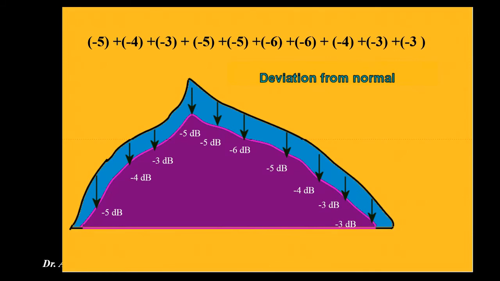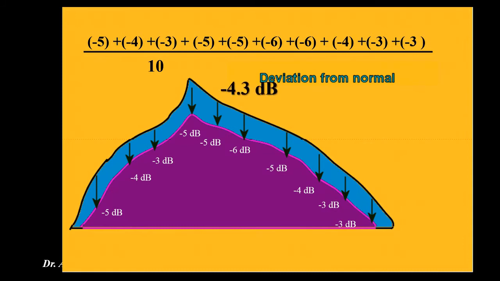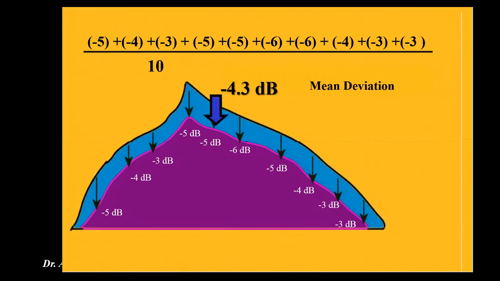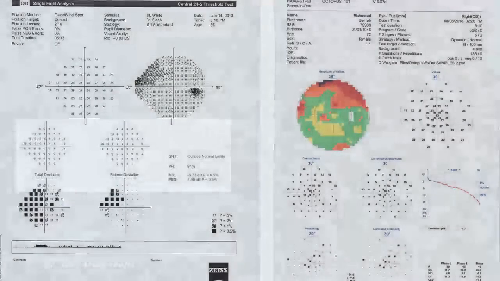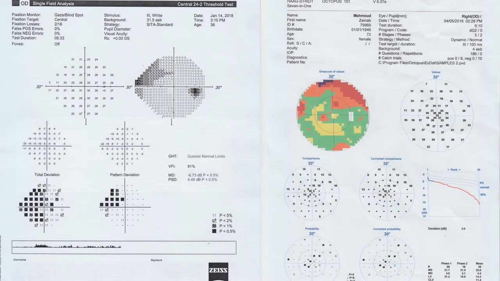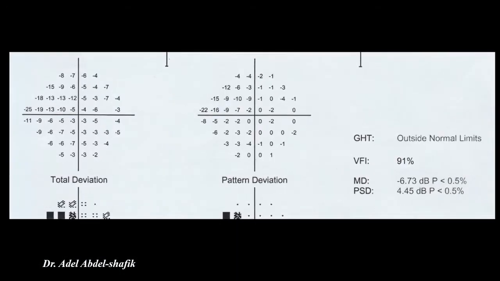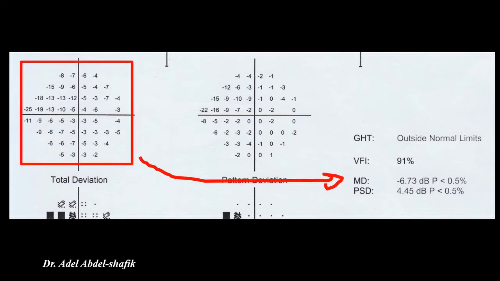So we add these differences, divide them by the number, then we get the mean. So this is the mean deviation of the patient from the normal. One value to represent the whole group. This is the case here. Total deviation, each point below the normal by so and so. All these differences were added, divided by the total number of points tested, and we have this value, mean deviation. It is minus 6.73.